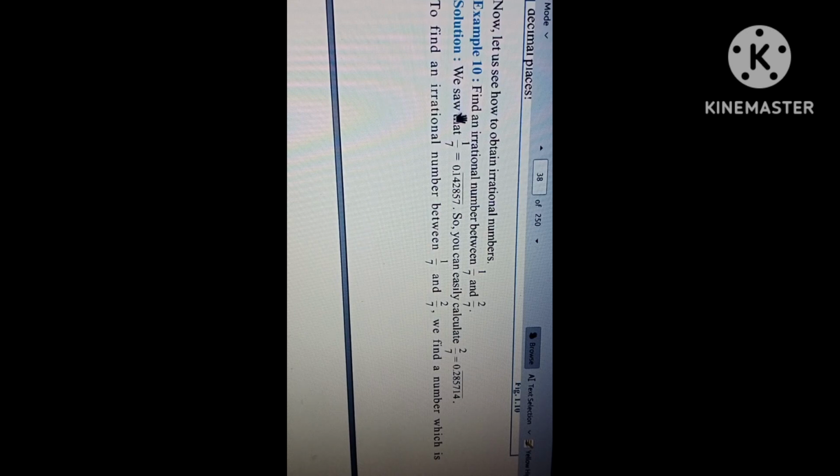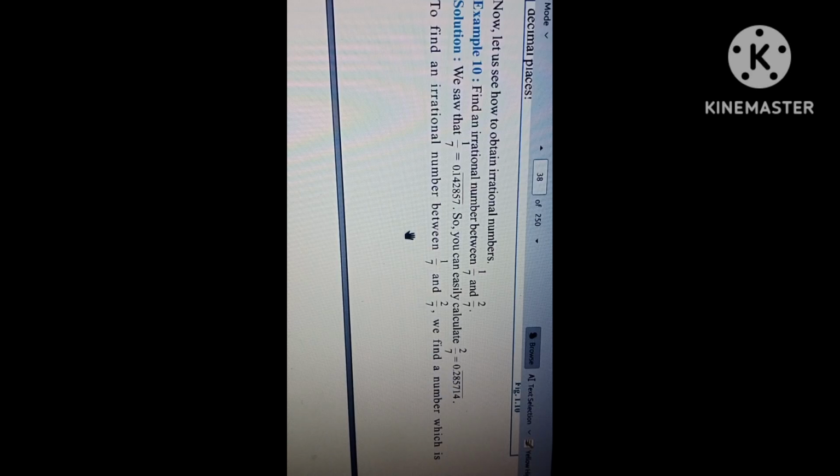Look here, find an irrational number between 1 by 7 and 2 by 7. We have an example problem. We saw that 1 by 7 is 0.142857 bar, which we solved just before this. So you can easily calculate 2 by 7. After dividing 2 by 7, we get 0.285714 bar. You already know bar represents the repetition of a set of digits after the decimal point.